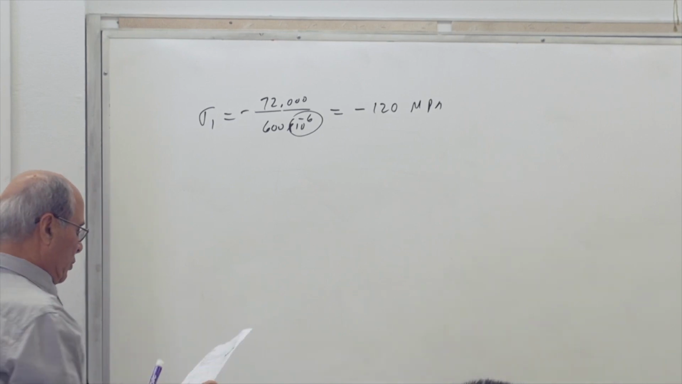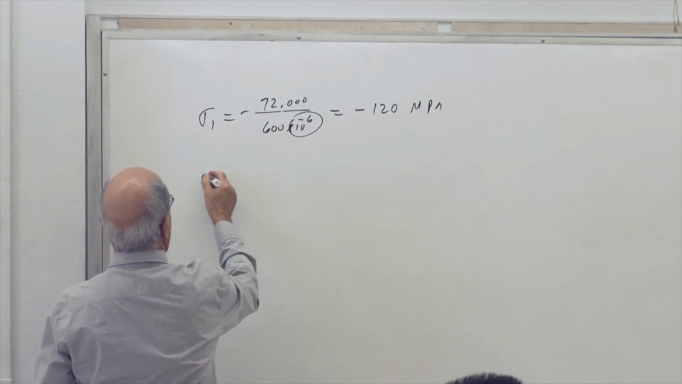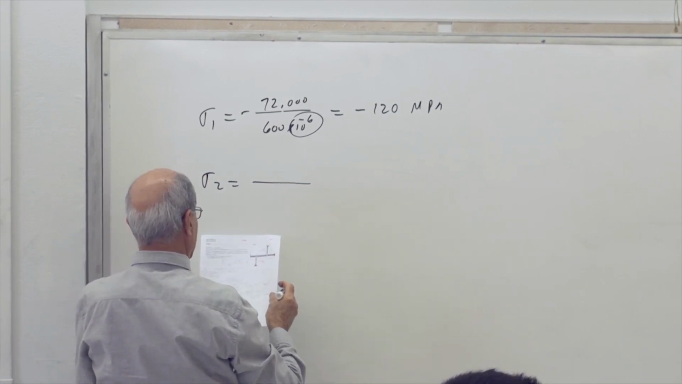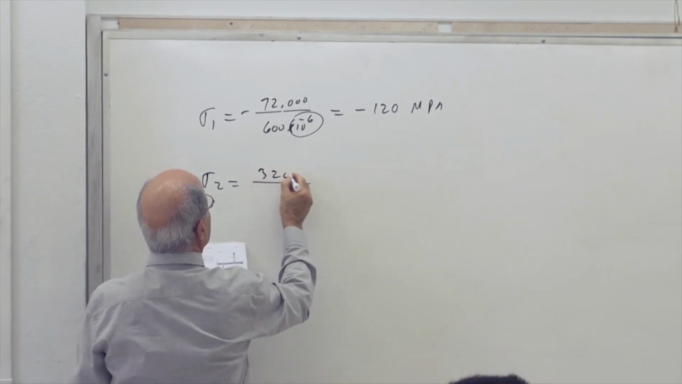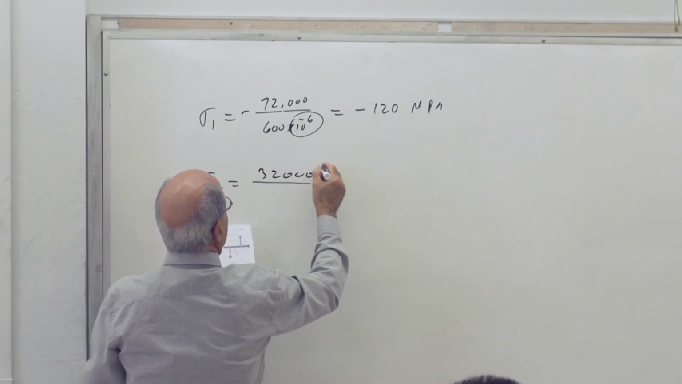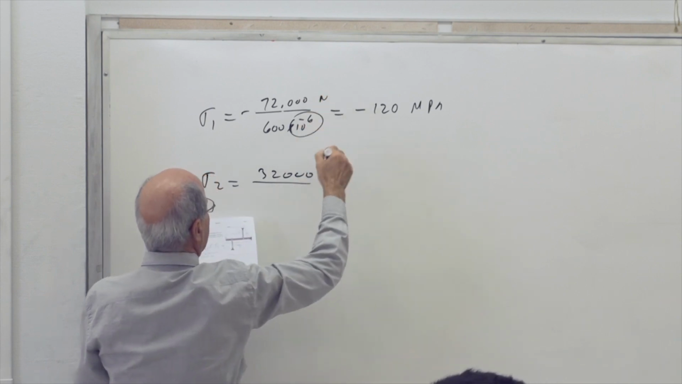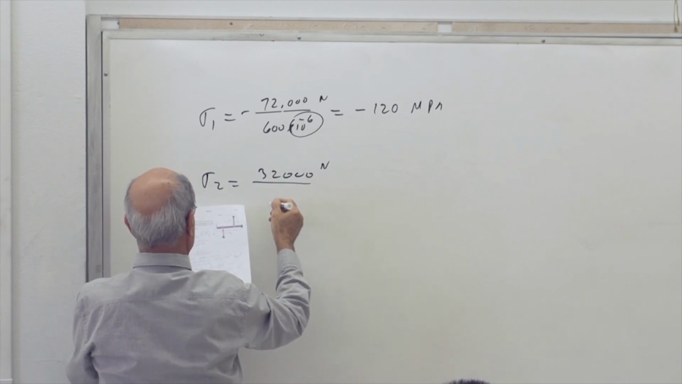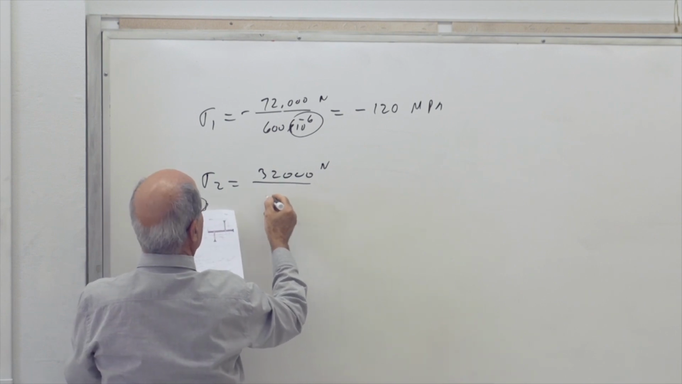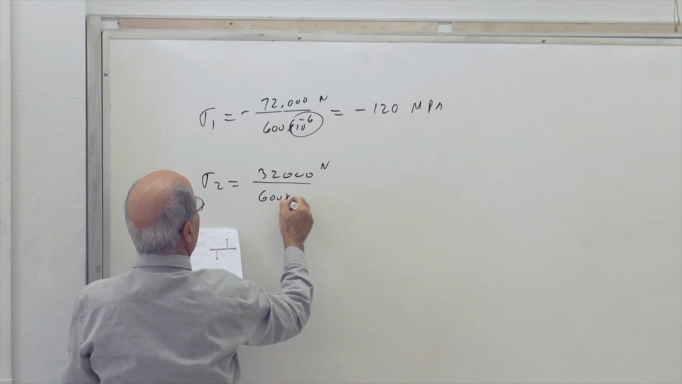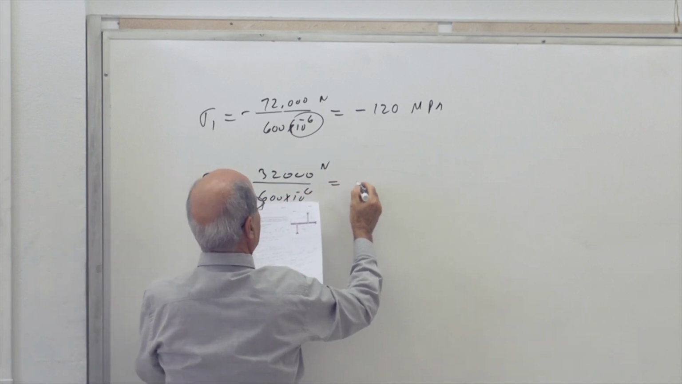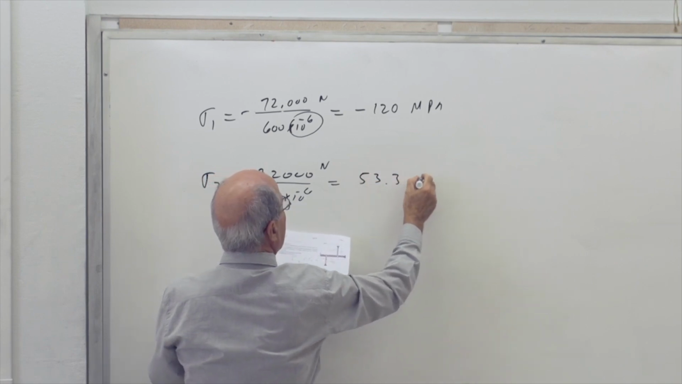And then you calculate sigma 2. Sigma 2 also is equal to plus, because that's the tension. So that's the tension. Sigma 2 was 32,000 Newton. This is Newton, and this is Newton per meter squared. So divided by, again, the area was the same area, 600 times 10 to the power of minus 6. So this one becomes equal to 53.3 megapascal.